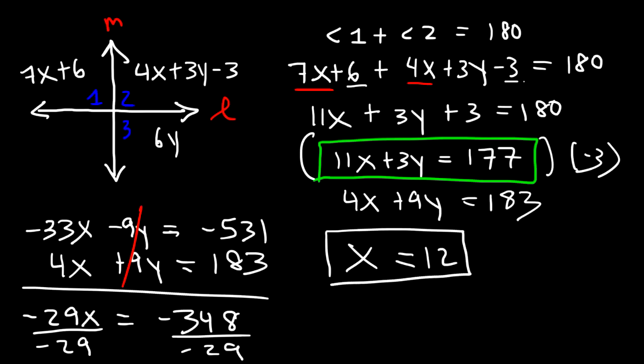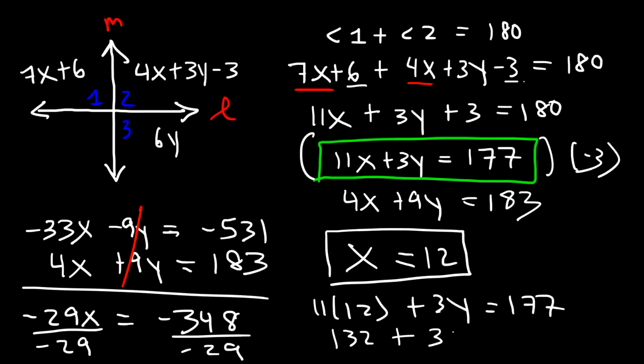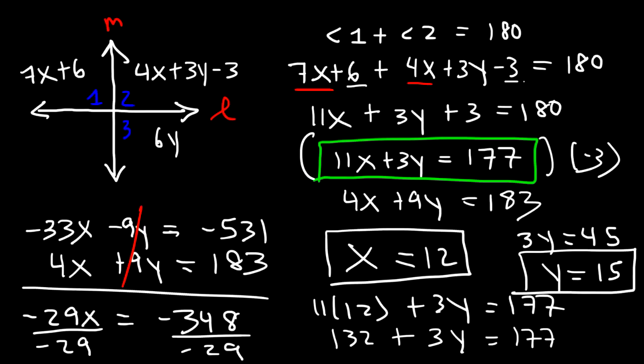Now let's find the value of y. And let's use this equation here. 11x plus 3y equals 177. So 11 times 12 plus 3y is 177. And 11 times 12, that's 132. So now we got to subtract both sides by 132. So 177 minus 132 is 45. So 3y is 45. And 45 divided by 3 is 15. So now we have the value of y.